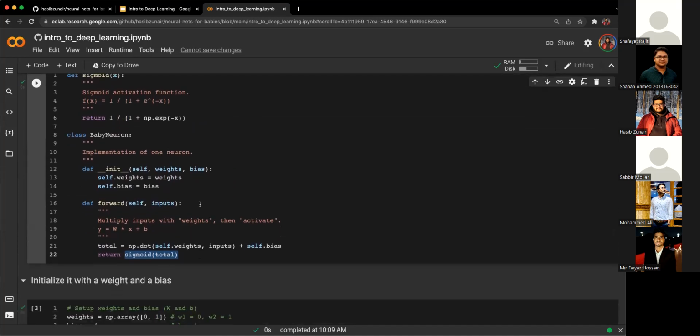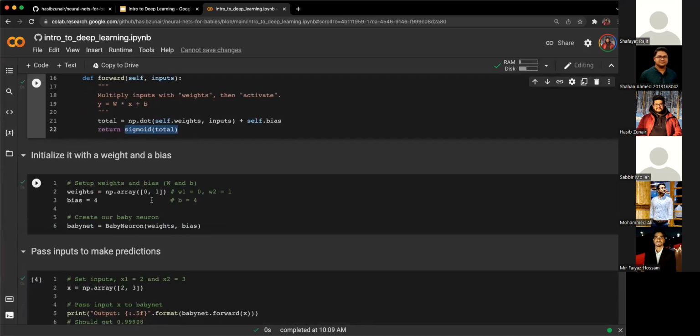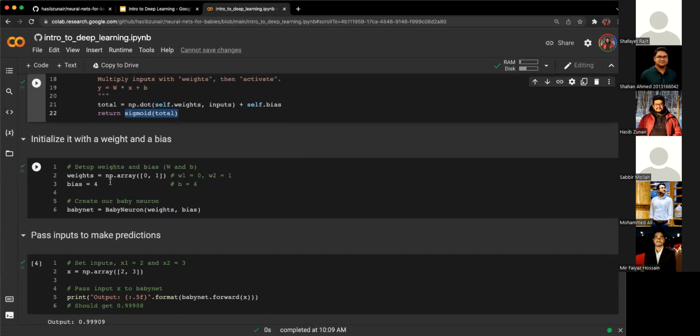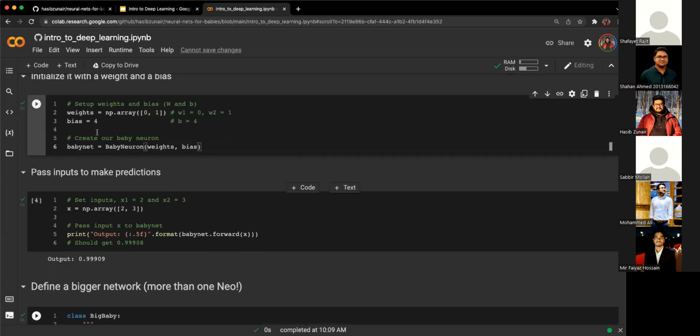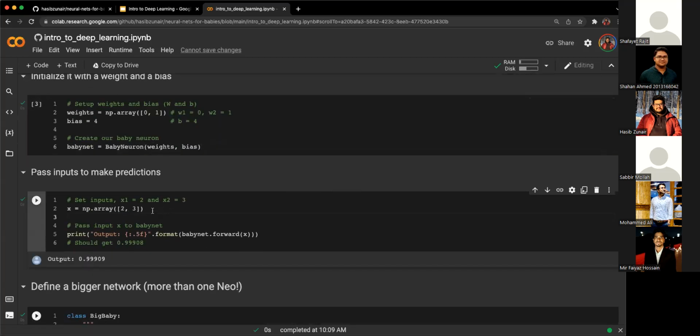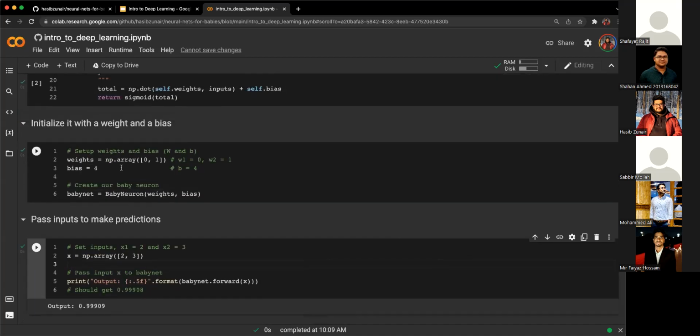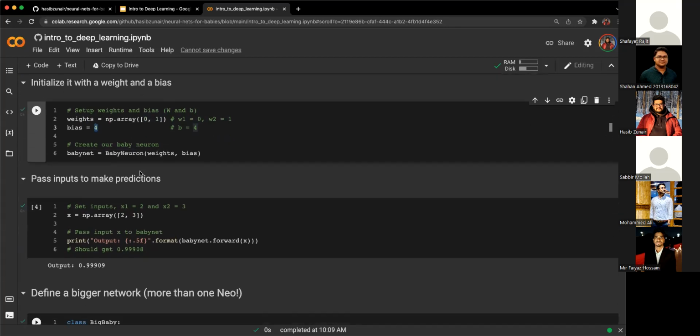That's straightforward. And this is just the example which we showed earlier, where we set a certain weight and bias: the weights to 0 and 1, and the bias to 4. We initialize this neuron and we make a prediction out of it. In this case, we're not changing this value or this value. It's the same. This is just the forward pass, right?